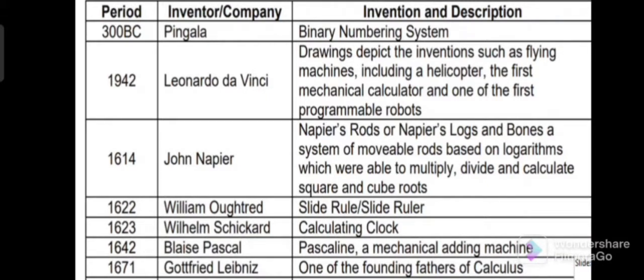During 1622, William Oughtred invented the slide rule. During 1623, Wilhelm Schickard invented the calculating clock. During 1642, Blaise Pascal invented the Pascaline, a mechanical adding machine. During 1671, Gottfried Leibniz was one of the founding fathers of calculus.